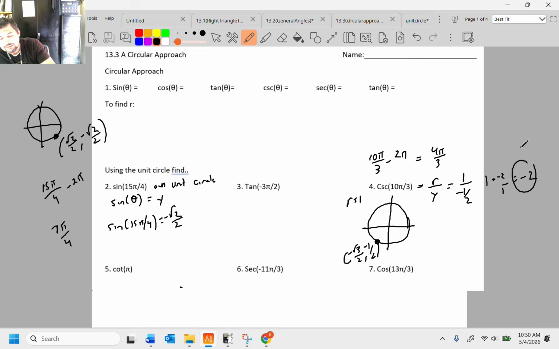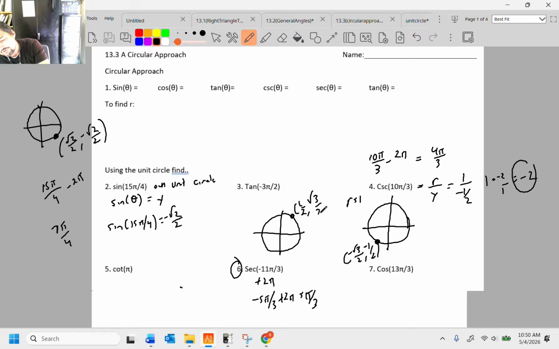Moving on, let's look at 6. That is a negative angle, so let's add 2 pi. If we add 2 pi to it, that would still be negative 5 pi over 3. If we add 2 pi again, that would be pi over 3, which is one of those angles in quadrant 1. That's 60 degrees. That's right here. The ordered pair being 1/2 and root 3 over 2.